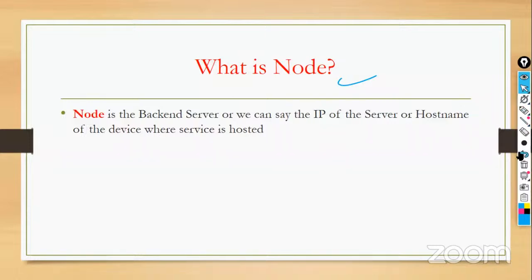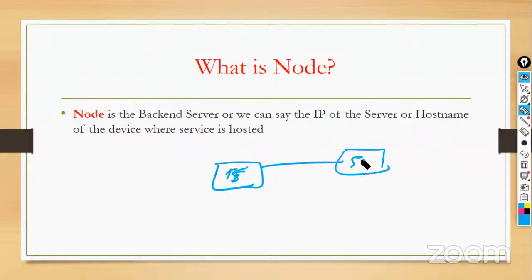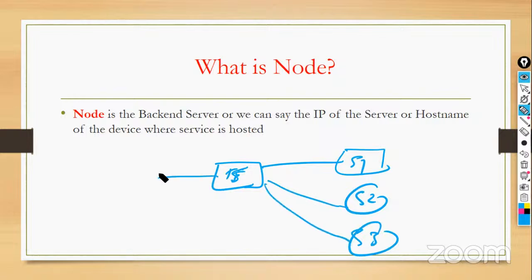Yes, node is the backend server, and that server IP we put in F5. So node is basically what we see in the topology. Here we have the F5, right? And F5 is connected to server 1, server 2, and server 3, right? This is kind of our topology.